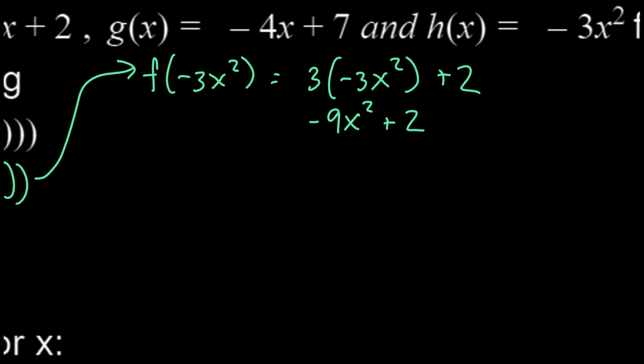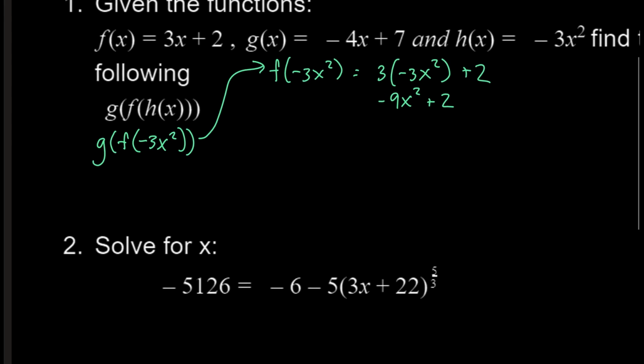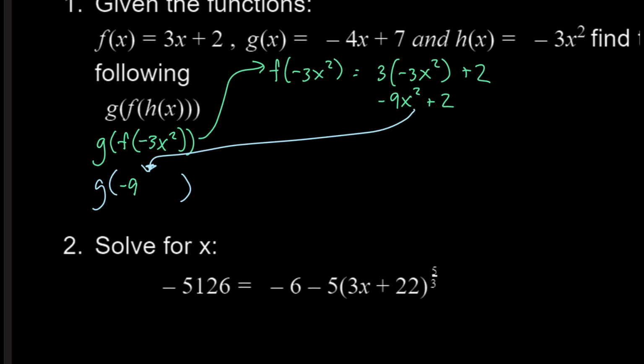Can this be simplified further? No. So this is what we're inputting into which next function? The g. So we're taking negative 9x squared plus 2 and inputting it into g of x. So instead of x, I write what? And then after, we have a plus 7.